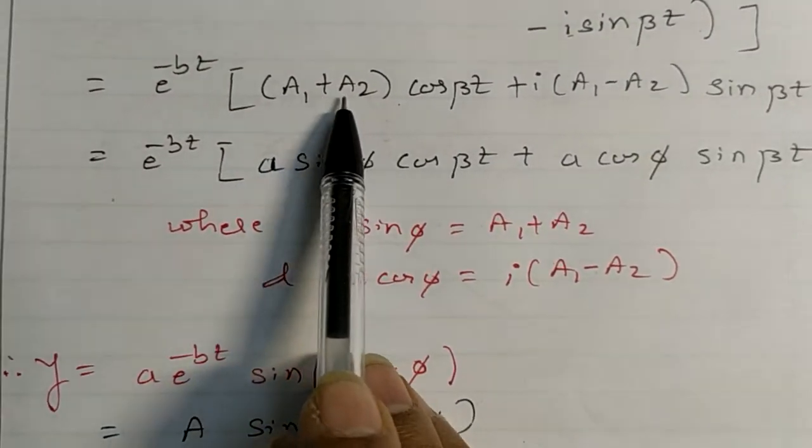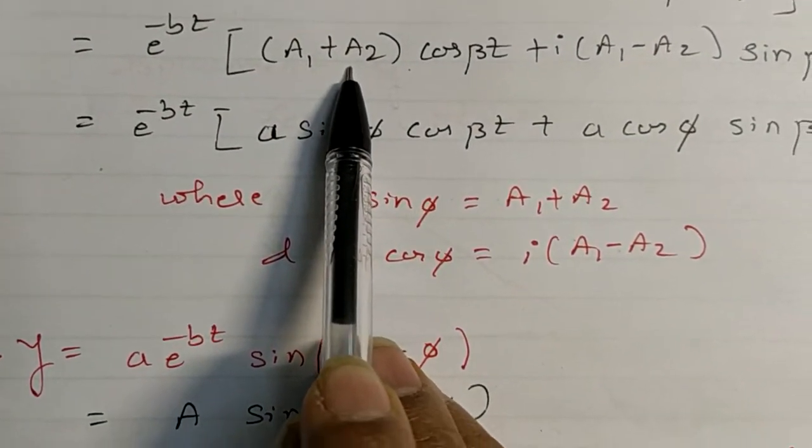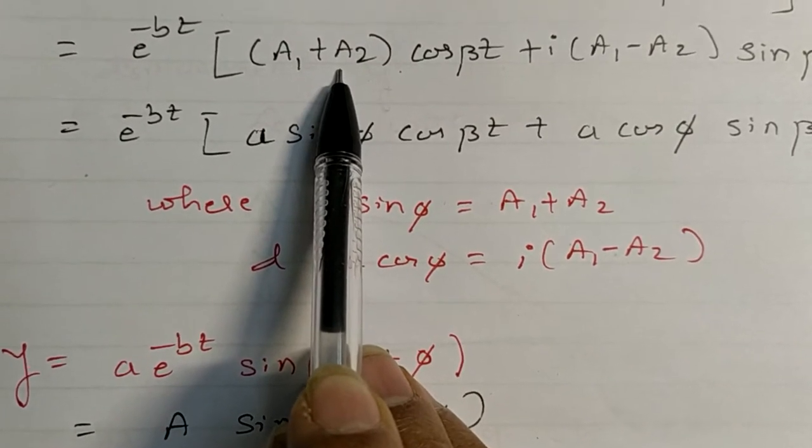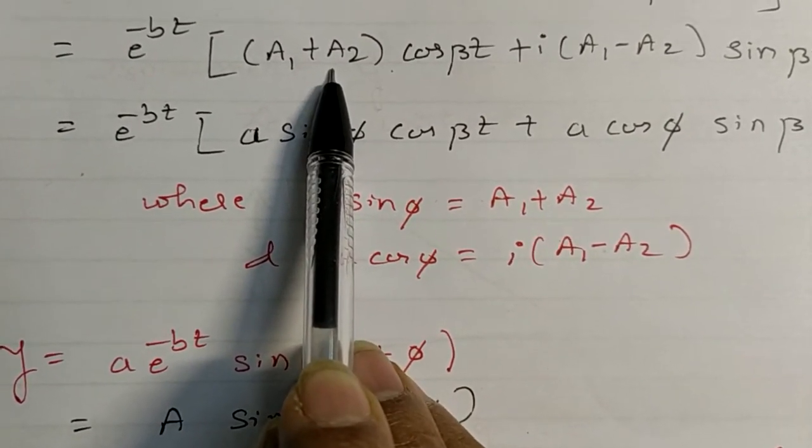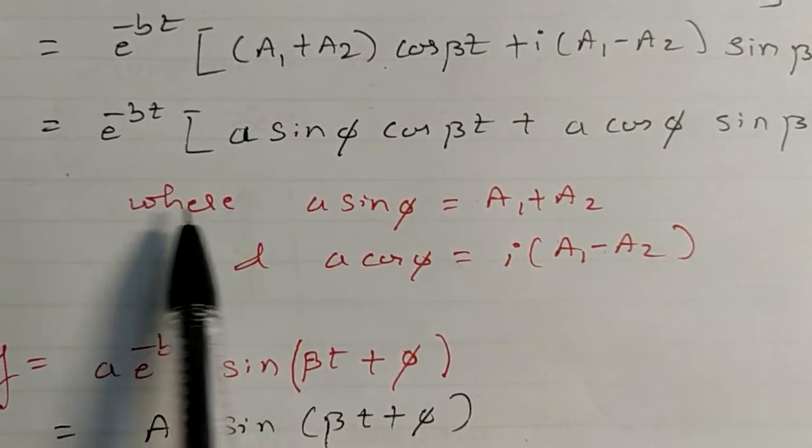Got that? Okay. Now I have to reduce this equation to what? sin(A plus B). What is sin(A plus B)? sin A cos B plus cos A sin B. I have to reduce it. Okay. So what you have to do?